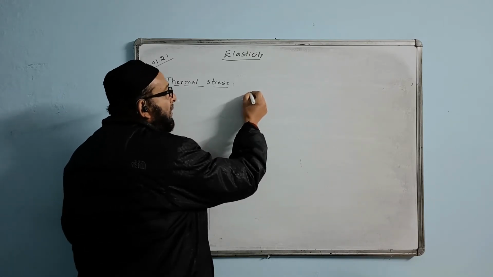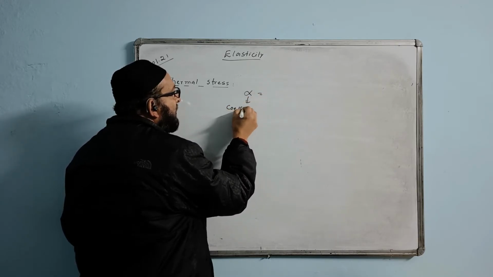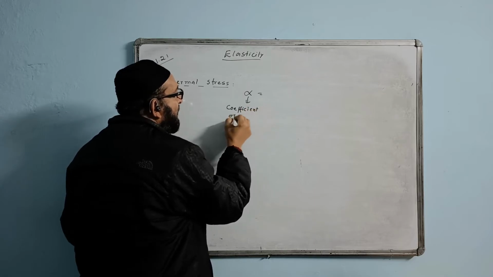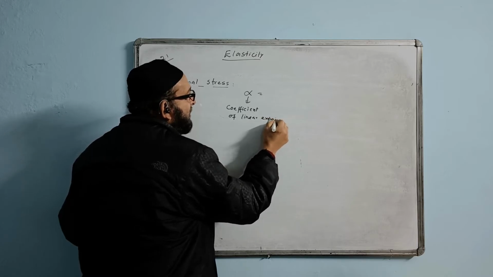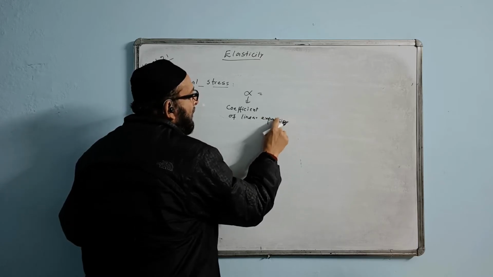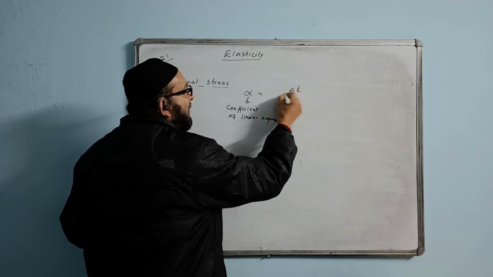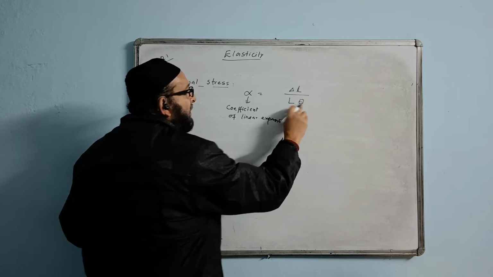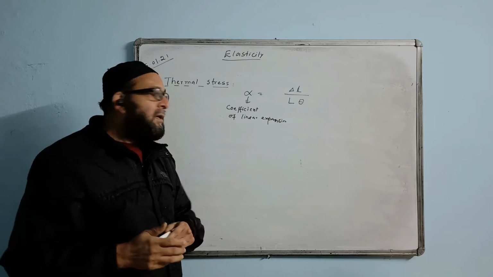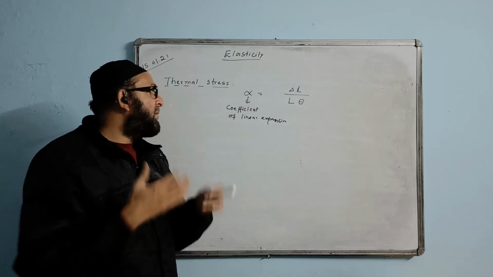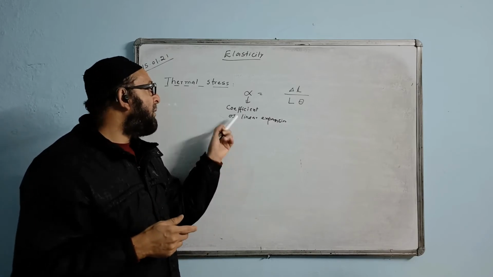Alpha is called the coefficient of linear expansion, that is, length expansion. Alpha is the change in length per original length per degree rise of temperature, theta. This ratio is called alpha. I think this topic was there in class 9: linear expansion, superficial expansion and volume expansion. So learn about the linear expansion.